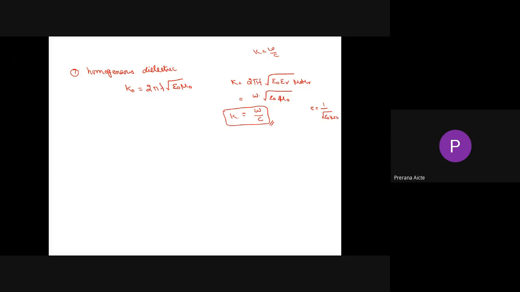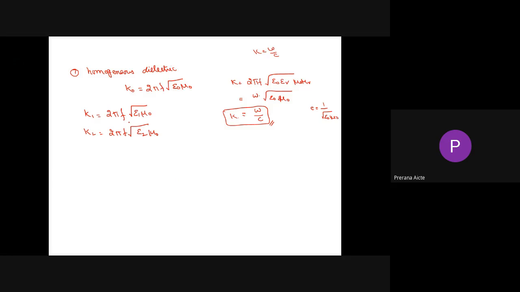Next, if the plane wave is generated by a signal generator propagating through two different dielectrics, then k1 is equal to 2 pi f times the square root of epsilon 1 times mu naught, and k2 is equal to 2 pi f times the square root of epsilon 2 times mu naught.